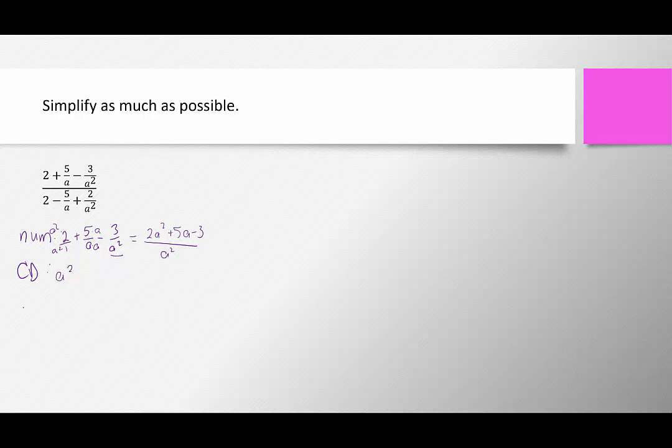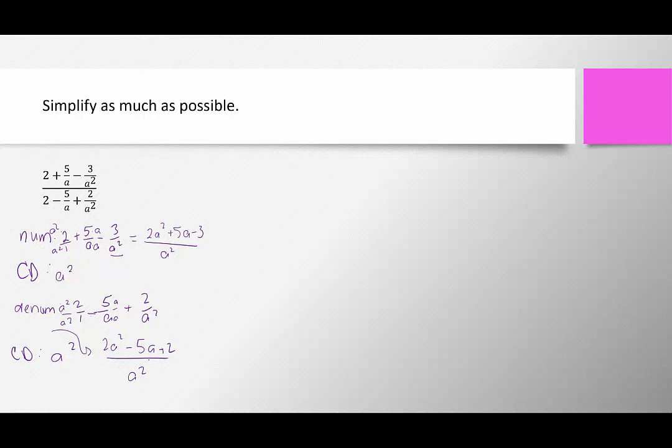We're going to do the same thing with the denominator. Our denominator is 2, which we're going to write as 2 over 1, minus 5 over a plus 2 over a squared. The common denominator here, well, it's actually the same denominators, right? We have 1, a, and a squared, so the common denominator will again be a squared. Here we need to multiply by a squared over a squared. Here we need to multiply by a over a, and here we don't need to multiply by anything. This makes our denominator become (2a squared - 5a + 2), all divided by a squared.